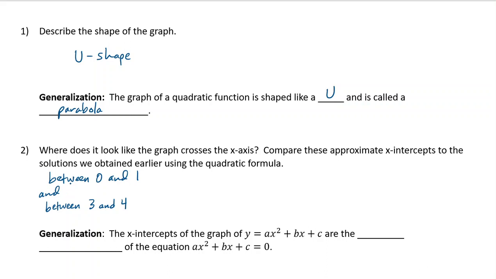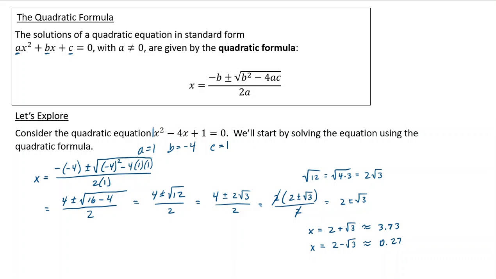And then compare these approximate x-intercepts. So we're just approximating here, saying between 0 and 1, between 3 and 4. We can get a little more specific. It looked like it was closer to 0 than it was to 1, and it looked like it was closer to 4 than it was to 3. So those are some approximate x-intercepts. Let's go back and look at the solutions we obtained earlier when we solved that associated equation using the quadratic formula. So let me flip back to that solution here.